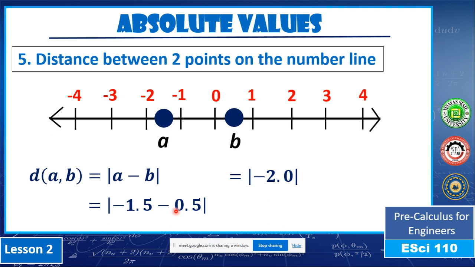Since this is a negative number, we take the absolute value for a negative number, following rule number 2. So we now have negative times negative 2. So we have a positive 2. Therefore, we are still conforming with the definition that absolute values cannot be negative, always positive.